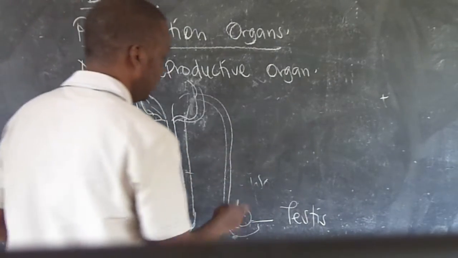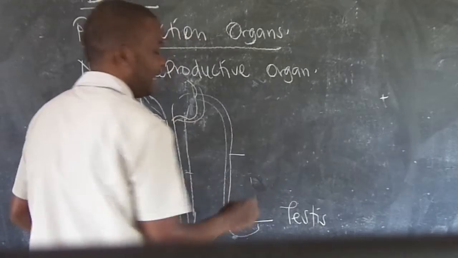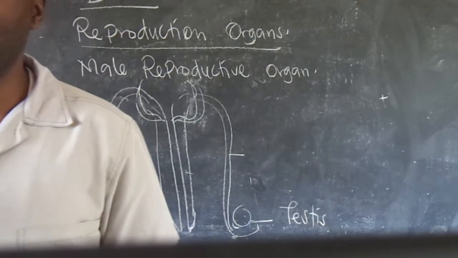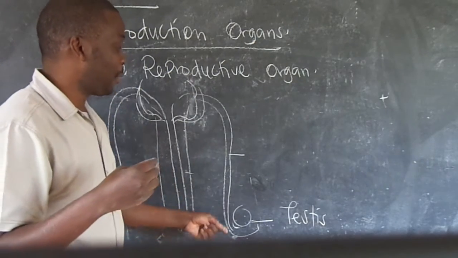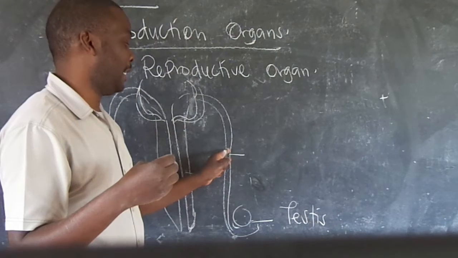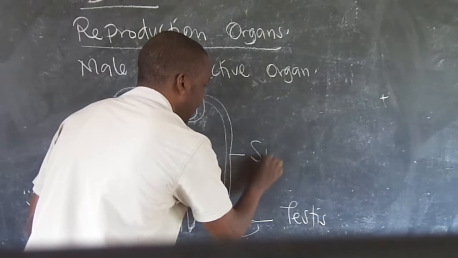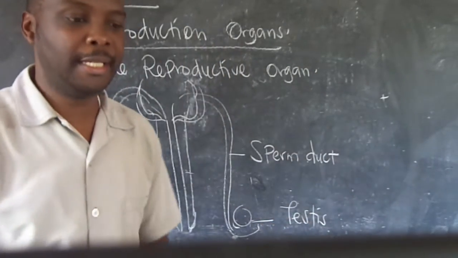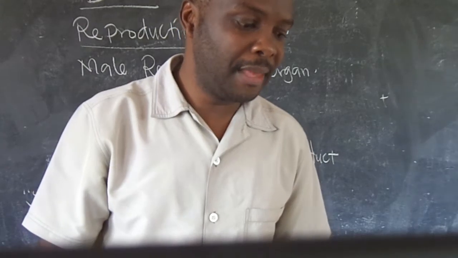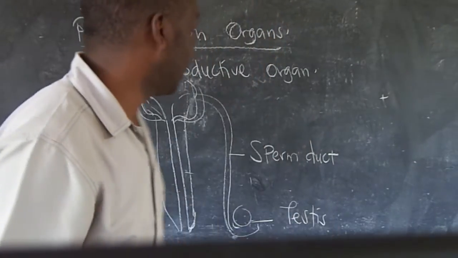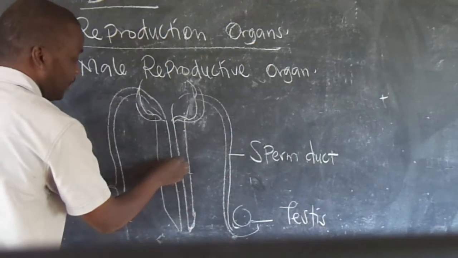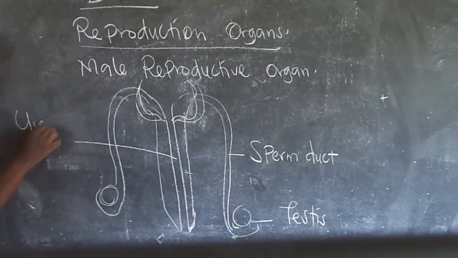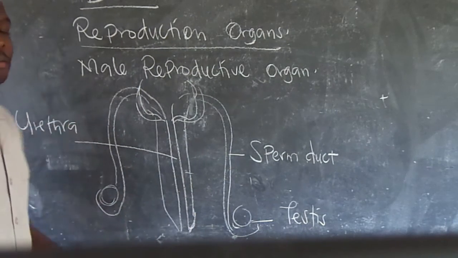Now from the testes, these sperms will go through a passage. In the female we were talking about the oviduct, because that was the passage of the ovum. But now we are talking about the sperms. Where are they passing? They are passing through a duct, so this one we call the sperm duct. Now from the sperm duct, the sperms will go through this passage, and this passage we call the urethra.